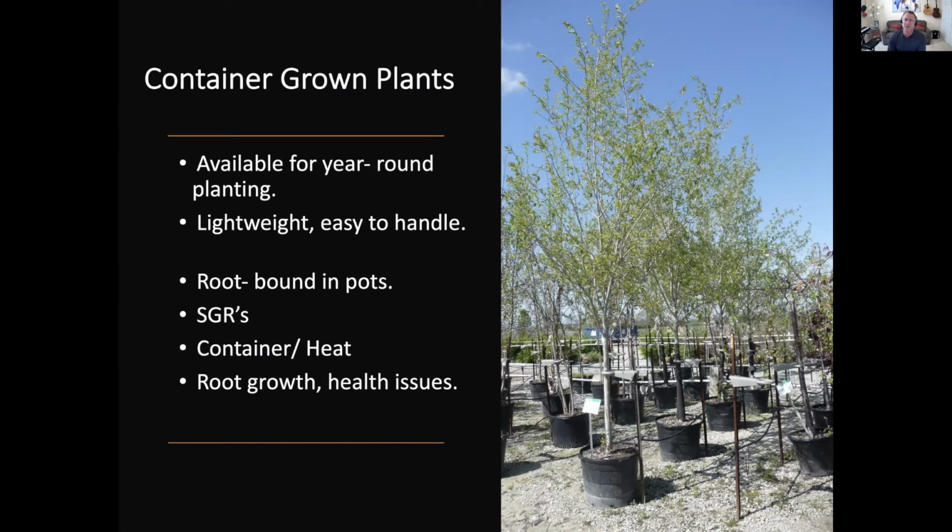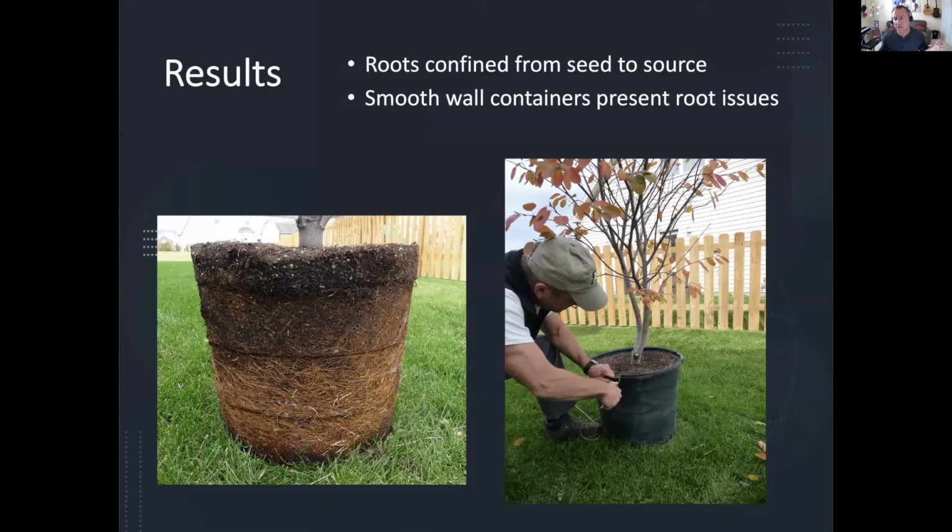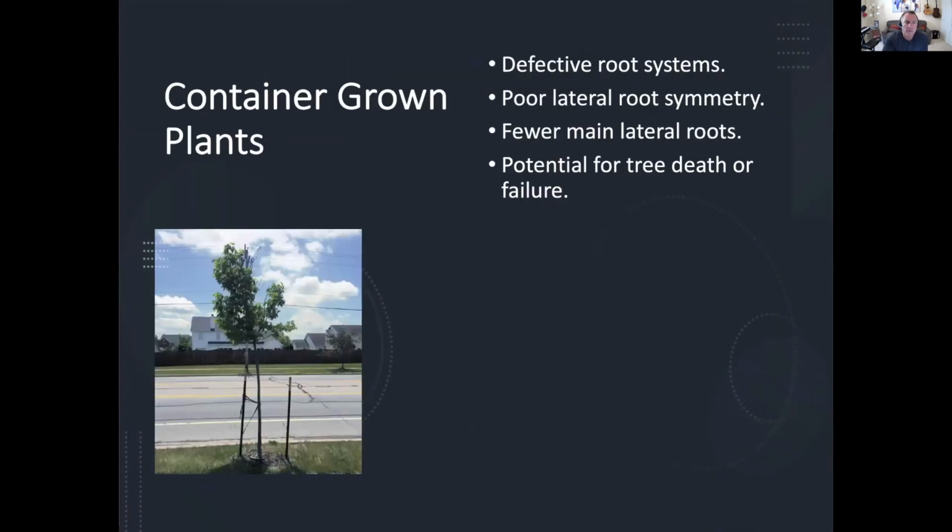But by and large, our issues can be summed up into poor root growth and some overall health issues as a result of that. Because the plant's grown from seed to source in a container, it presents these root issues with this continual circling of those roots. And then what we have is basically poor root symmetry for the lateral development of those roots growing out.